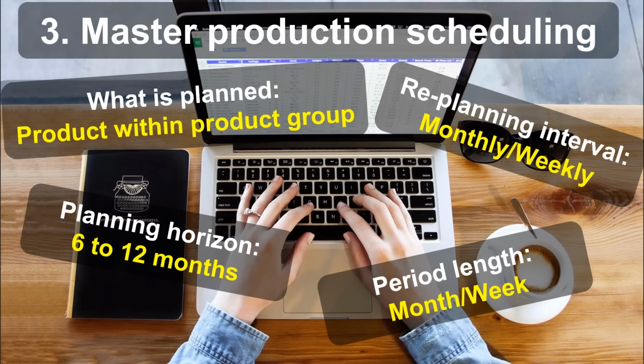The third level, now we're going down closer to the actual production planning. This is what we call the master production scheduling. Here we plan for individual products within a specific product group, and the planning horizon here is 6 to 12 months ahead. So we are getting closer to the detailed planning, but it's still not that detailed yet. But we revisit this plan every month or maybe every week. And the period length that we plan for is down to single weeks at most, or perhaps months.